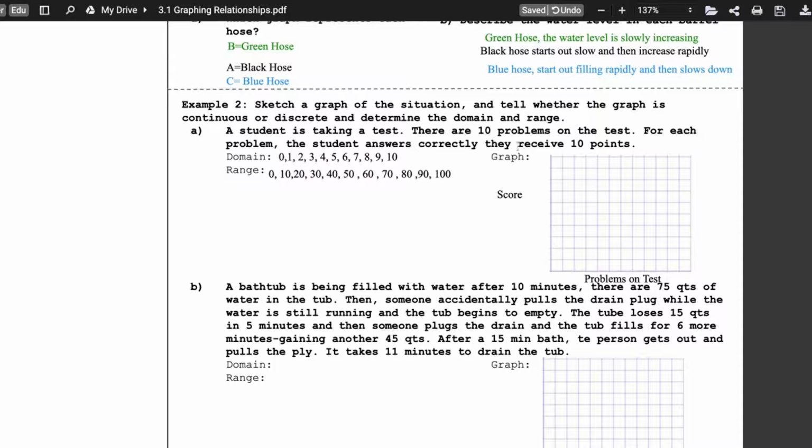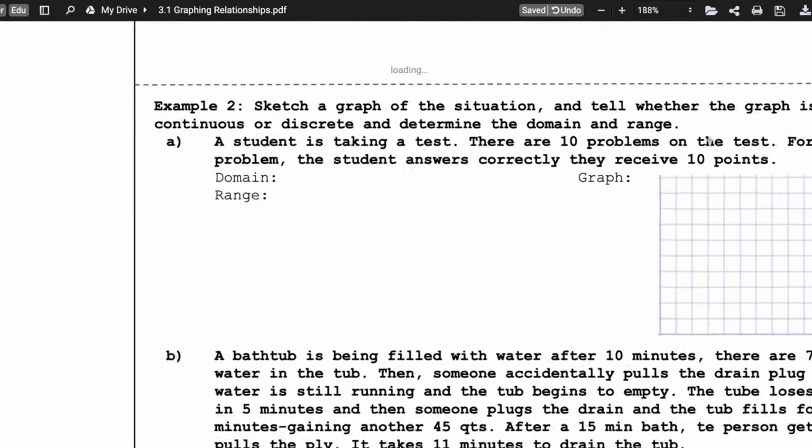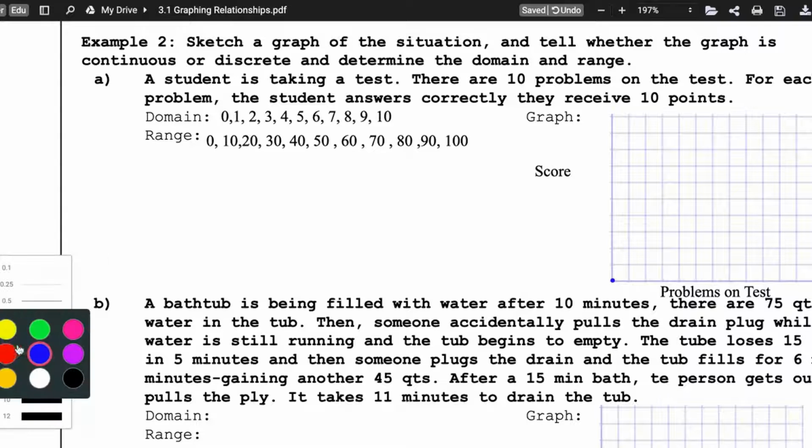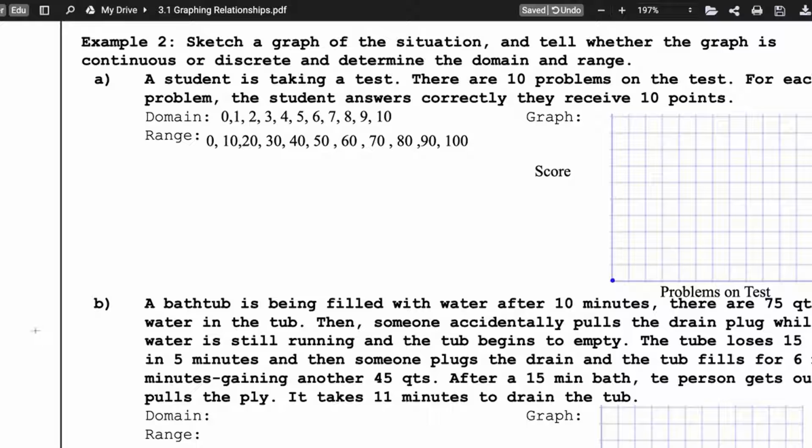Now let's graph this guy. So if I'm going to graph it, I've got to graph each point. So I'm going to actually zoom in so you guys can see it a little bit better. So my first point is going to be at 0, 0, because if you get 0 problems correct, then you're getting 0 points, right? If you don't answer any problems correctly, your teacher's not going to give you points.